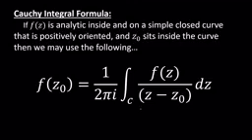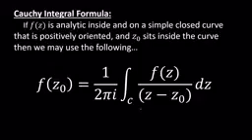So the Cauchy integral formula is pretty straightforward. If we have a complex function that is analytic inside and on a simple closed curve or contour, depending on what you want to call it, that is positively oriented, meaning the path you're taking is counterclockwise, and z0 sits inside the curve, then we can use the following, okay?